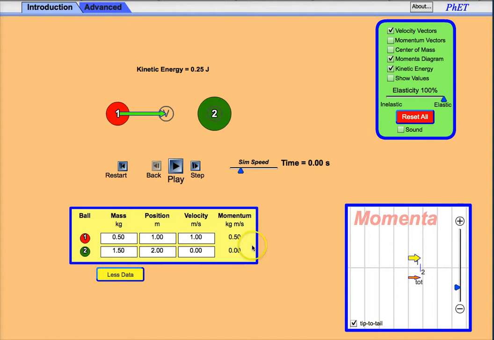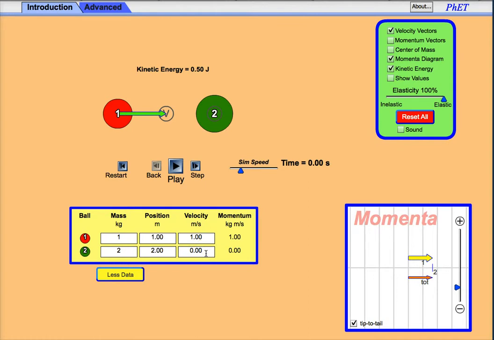Let me start. As I said, I've checked these two. Note that the elasticity slider is all the way to 100% elastic. Now let's set our input data. Let me set the mass of ball 1 as 1 kilogram, mass of ball 2 as 2 kilograms. I'll leave the positions as they are, and I will set the velocity of ball 1 to 1 meter per second and that of ball 2 as 0.